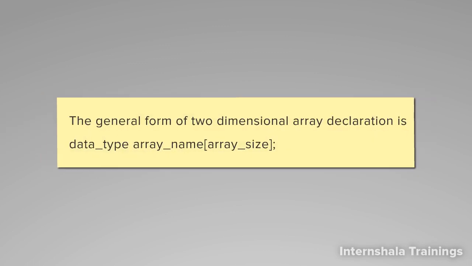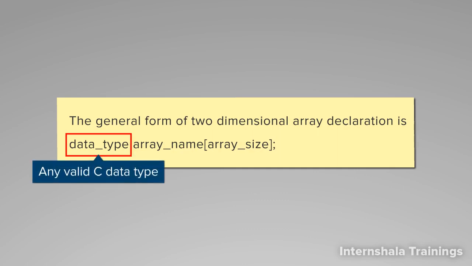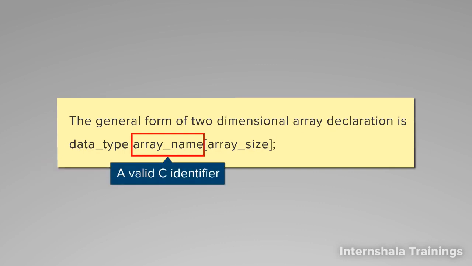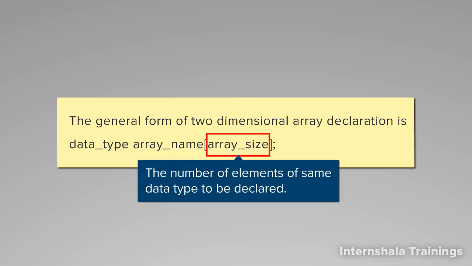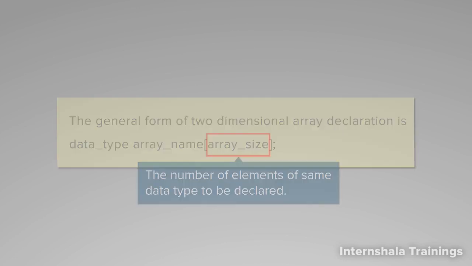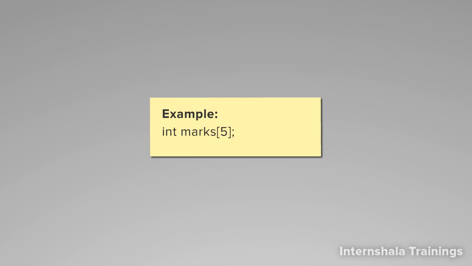The general form of an array declaration is data type followed by array name followed by array size. Here, data type is any valid C data type, array name is a valid C identifier, and array size is the number of elements of same data type to be declared. For example, here we declare an array, marks, of int type and size 5. This array can hold 5 integer values.